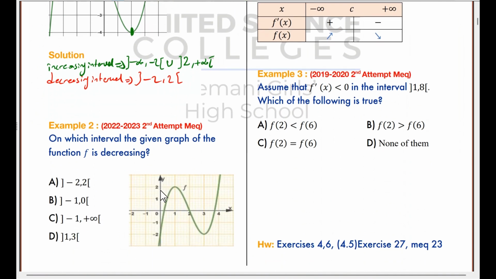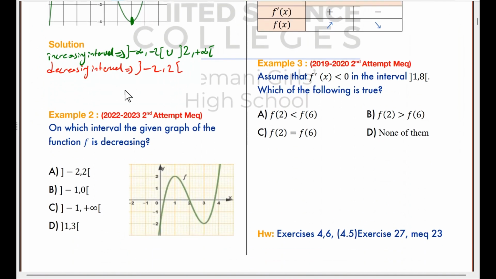Okay, let's take a look at the ministry question. 2023 second attempt. In which interval f is decreasing? So we are looking for the interval that function is falling down from left to right. This part is increasing. That part is also increasing. This part is decreasing. So this part.